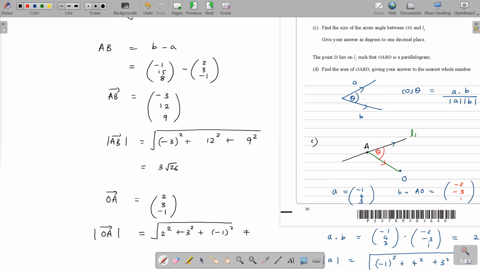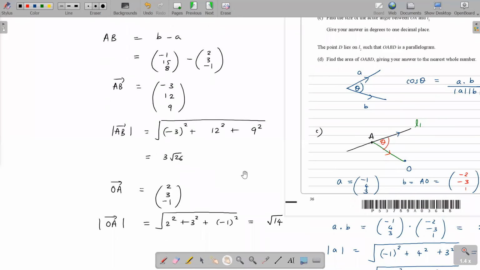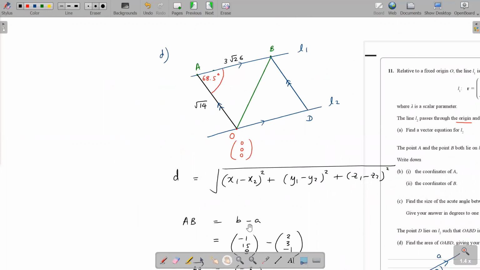How much is it? How much is the modulus of the OA vector? Square root 14, right? Yeah, root 14. So now we have the distance. I have the OA distance, this is root 14. The distance you can mark on your diagram. The other one, AB distance, was 3 root 26. So now we are ready to find the area of triangle ABO. Multiply by 2, you have the area of your parallelogram.